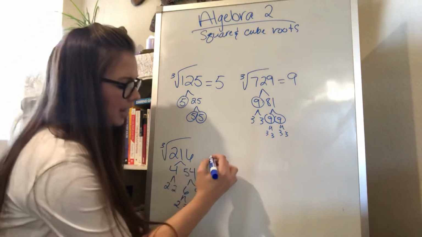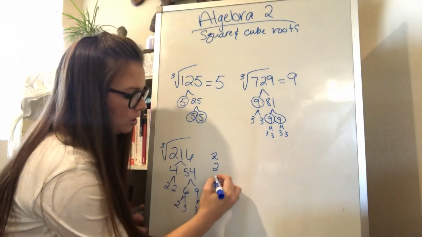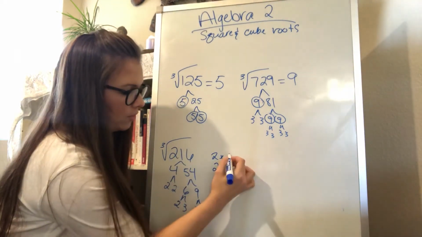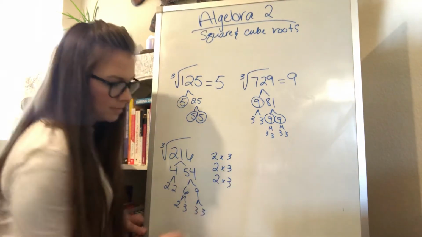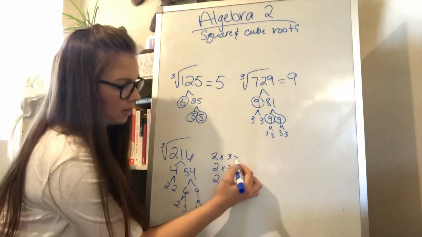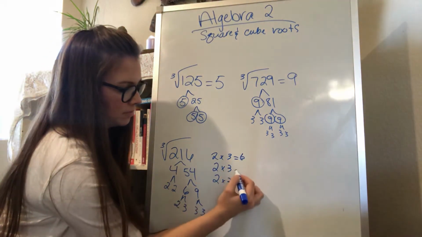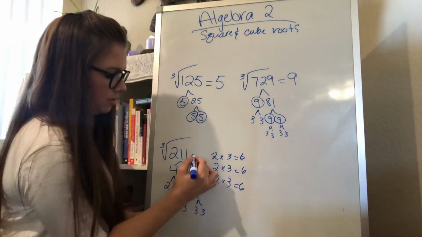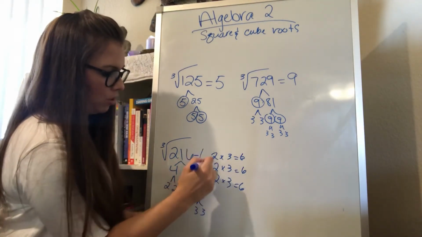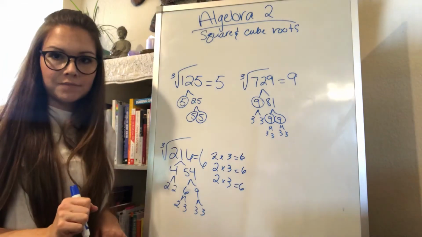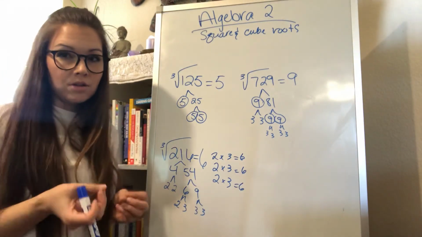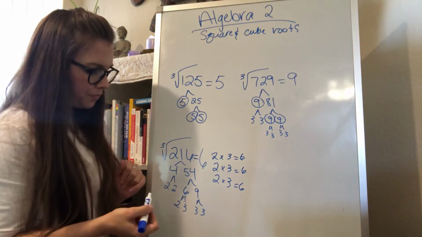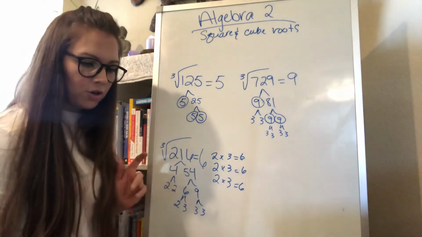But since I have 3 2's and 3 3's, I can multiply those together, and I get my 3 numbers that are the same. My cube root is 6. Okay, so it requires a little math and a little thinking and logic. So that's how you find your cube root, basically.